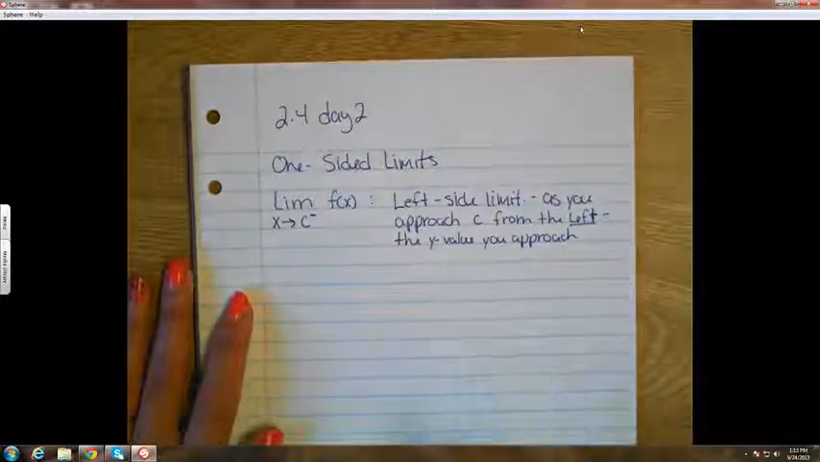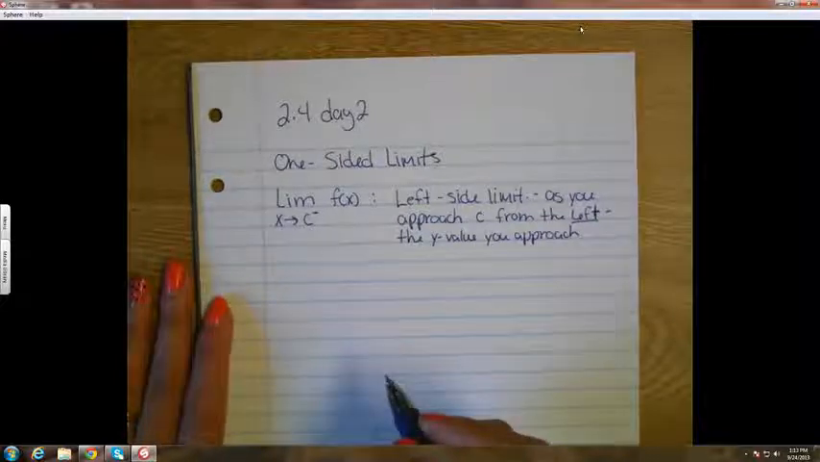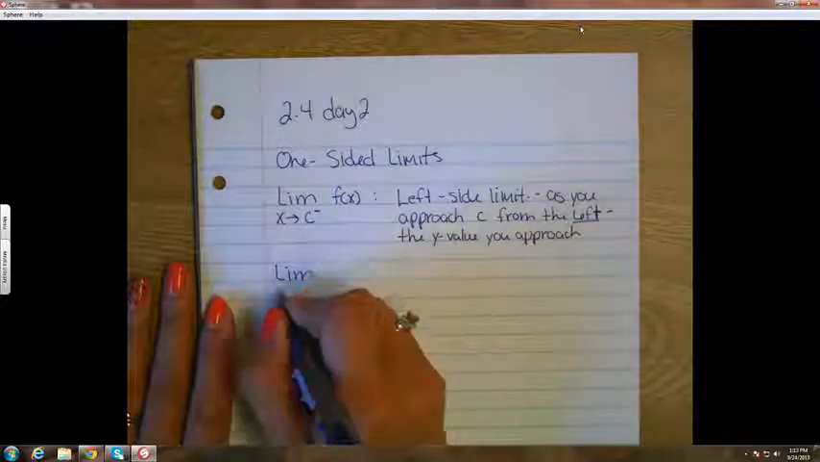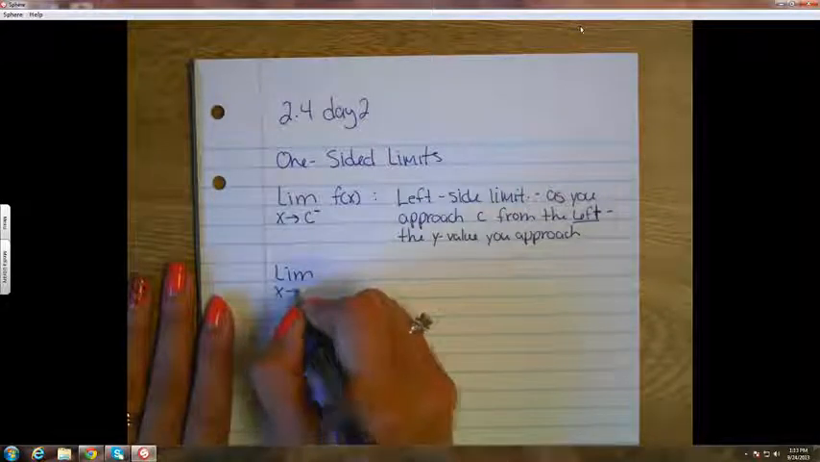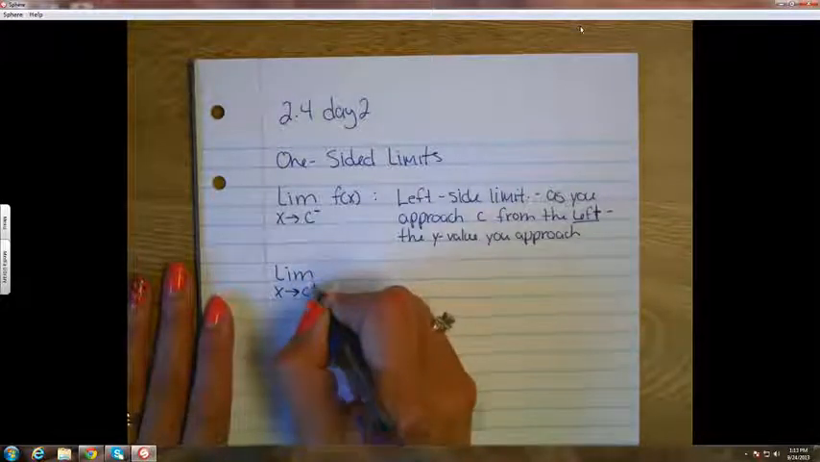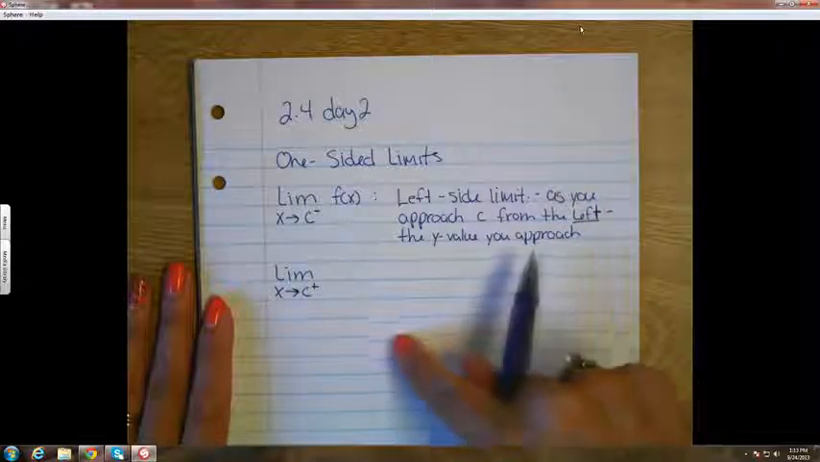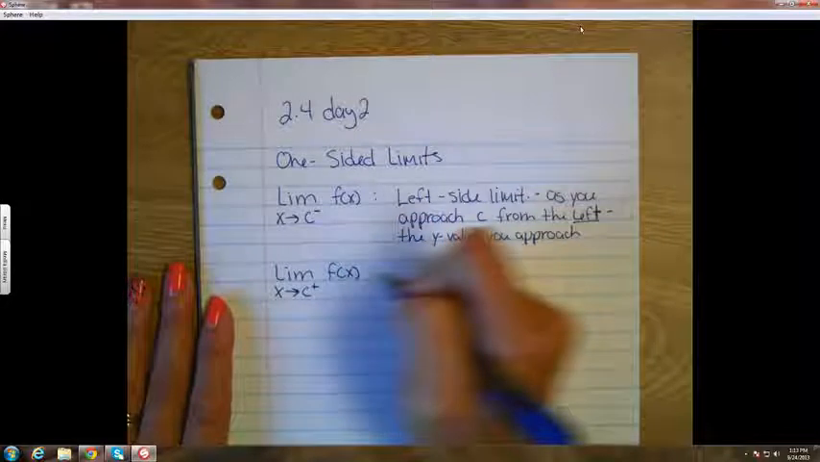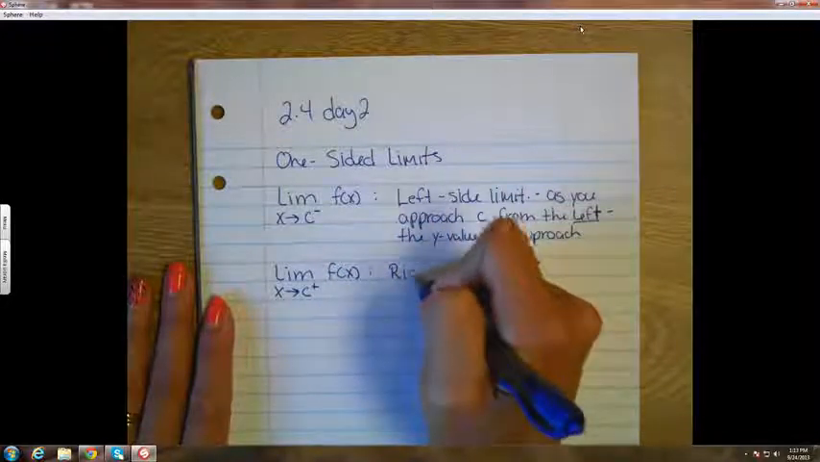Okay. The other side of the limit obviously is the right side, and that notation looks like this. The limit as x approaches some c value, then you'll see a little plus. That means you're coming in from the right. So this is a notation for a right side limit.